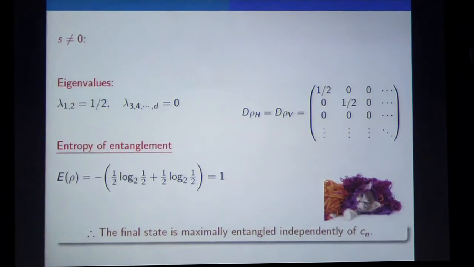Now, what happens if we remove the vacuum state in this linear combination? Well, after diagonalizing the density matrix, we find only two eigenvalues different from 0, and they are these. And with these eigenvalues, we find that the entropy is equal to 1. The conclusion is that these states are maximally entangled independently of the form of the coefficients.